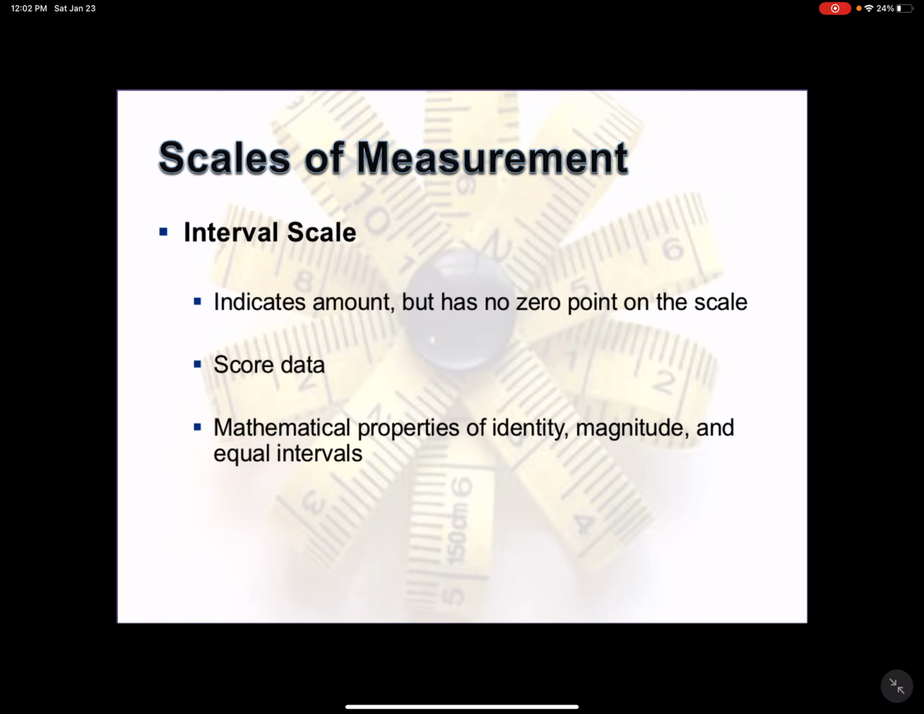So equal intervals. Now we've done 3 scales of measurement. NOI: nominal, name; ordinal, order; interval, distance between.